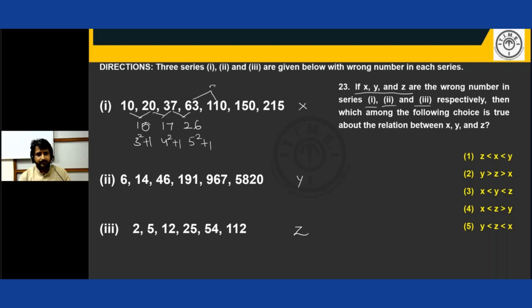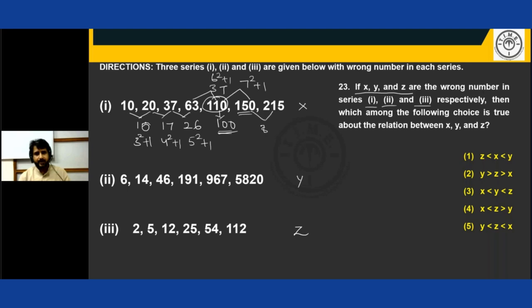And here it is 37. Next pattern, 6 square plus 1. But what is 63 plus 37? It is 100 only. But what is the number given? 110. So 110 is the wrong number and 100 is the correct number. But next check the pattern. After 6 square plus 1, it should be 7 square plus 1. 7 square plus 1 is 50. 100 plus 50, 150, perfectly matching.